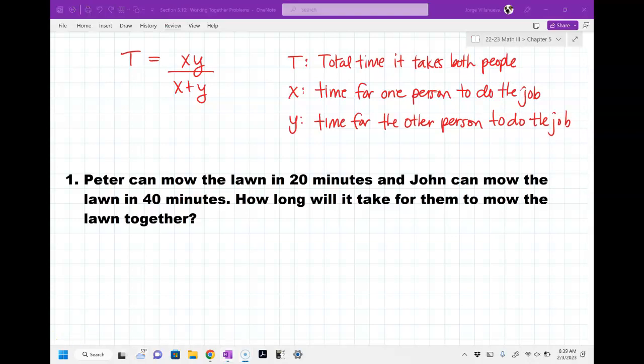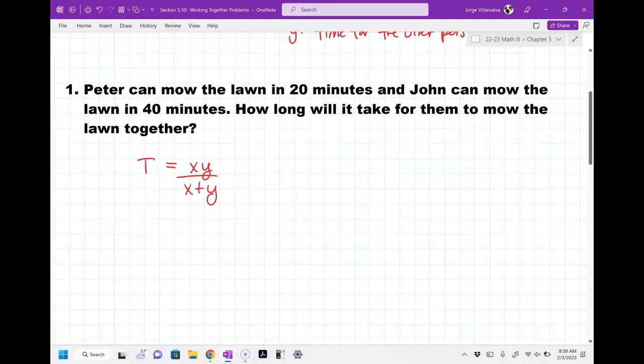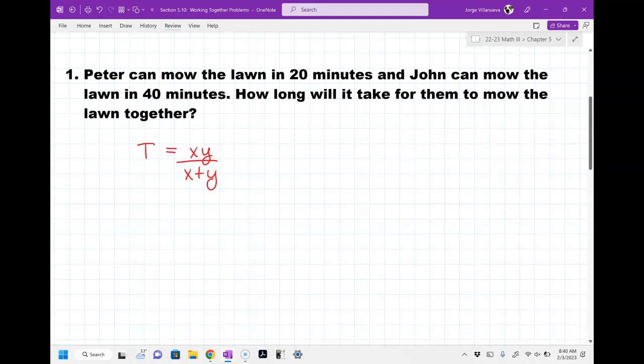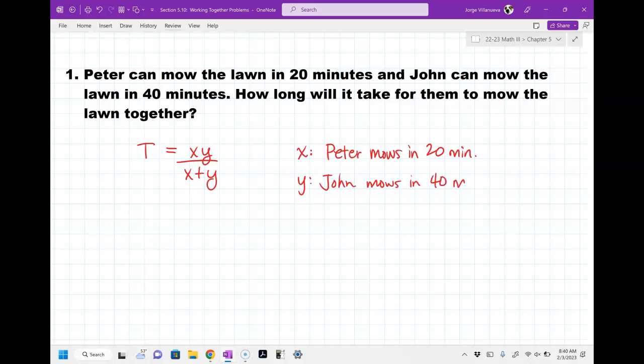All right, so just unpaused here. So remember, the formula is T equal to xy over x plus y. Now, if I want to be a little bit more obvious with my work, I can basically do this. I can say x is Peter mows in 20 minutes. Now, do you have to do this? No, I'm just doing it for notes purposes, okay? Y is John mows in 40 minutes.